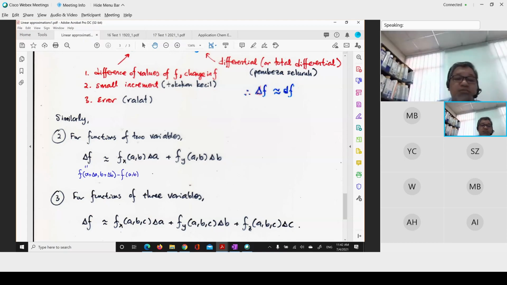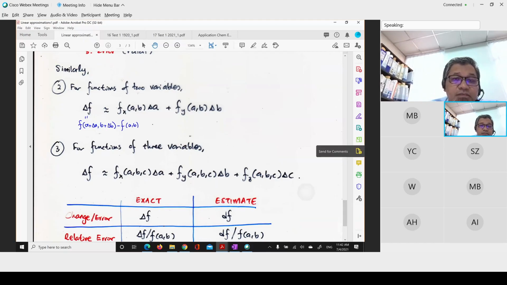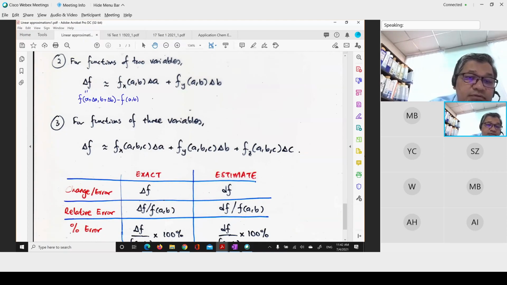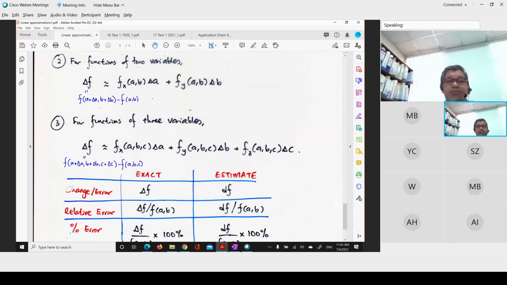Similarly, for functions of three variables, delta F is approximately equal to the expression on the right-hand side there, where delta F on the left means the difference between F of (A plus delta A, B plus delta B, C plus delta C) minus F of (A, B, C). The error here.